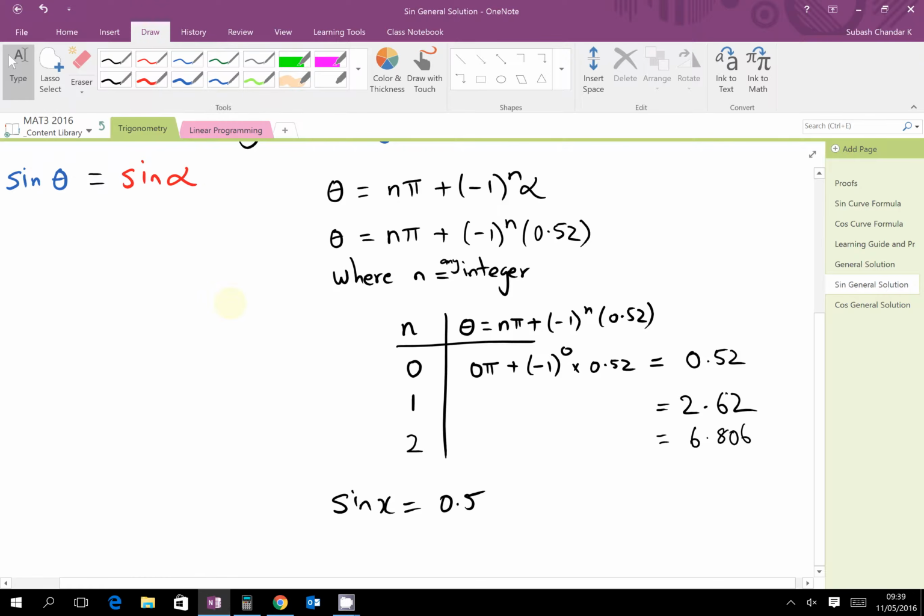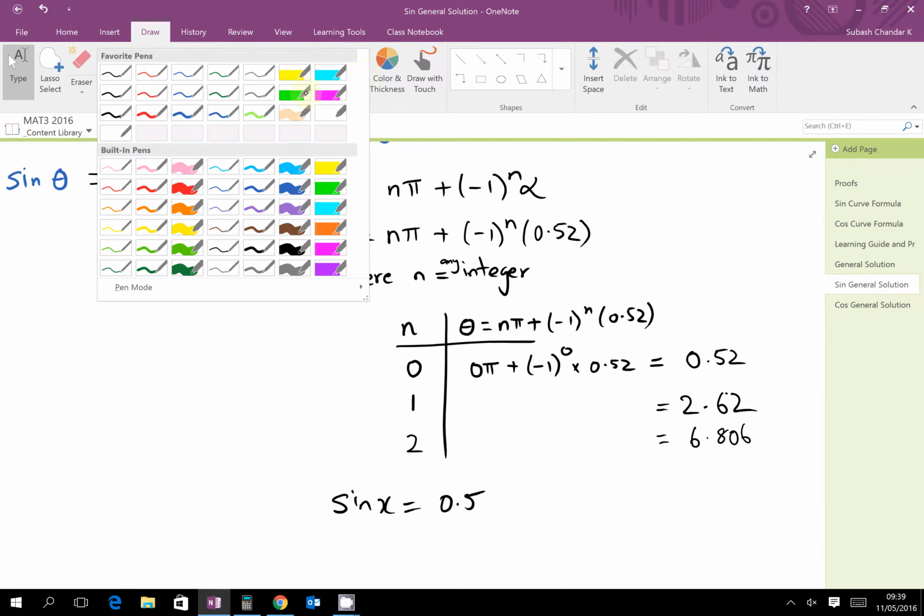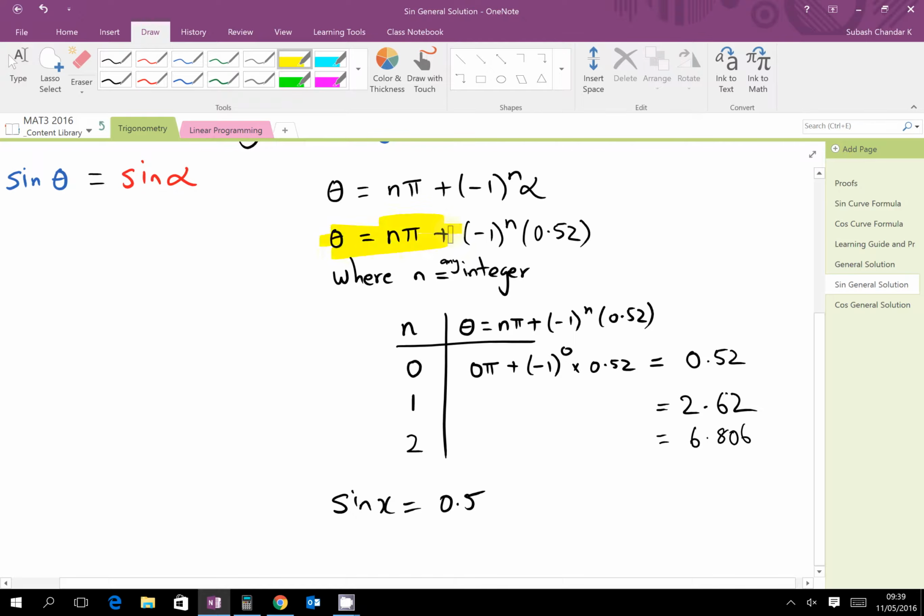But for now, you guys know how to do this the long method anyway, right? So this is our general equation. One thing is, this was the final part of it that we're looking for, right here. That's your general solution.